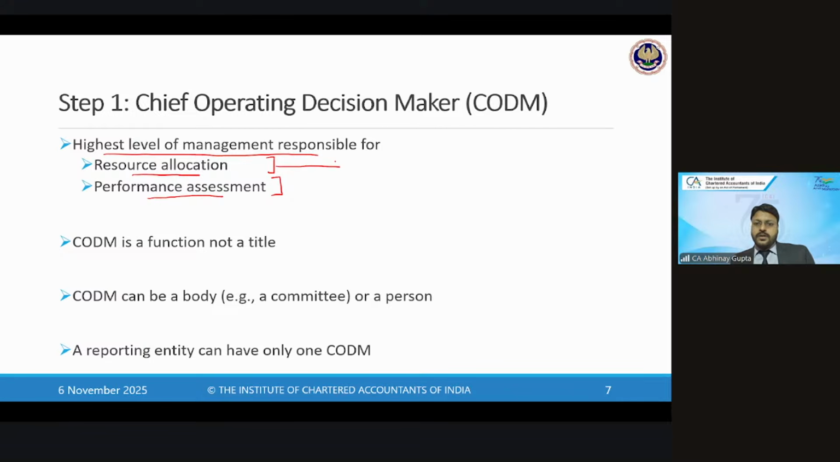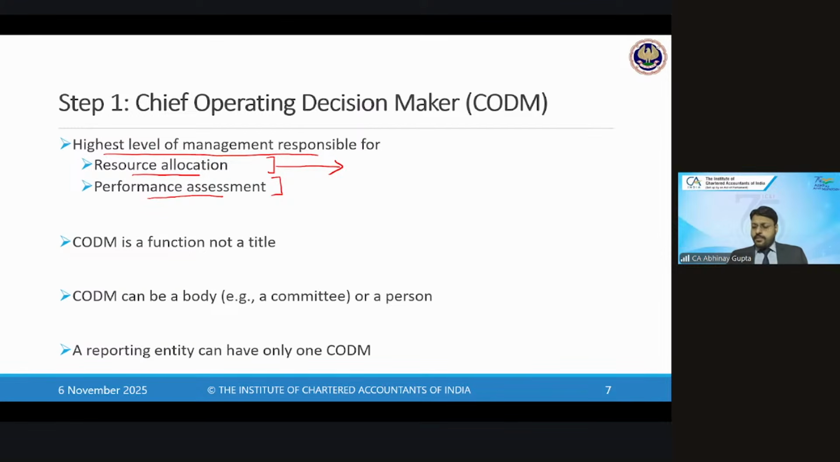Who has the power to allocate funds for a particular project? Allocate resources, hire people, hire management personnel to manage that business line or product line? The decision of opening or closing a factory is taken by him. Whatever crucial strategic and operating decisions are required to operate a business successfully, all those decisions are taken by this person. So, that person is the CODM.